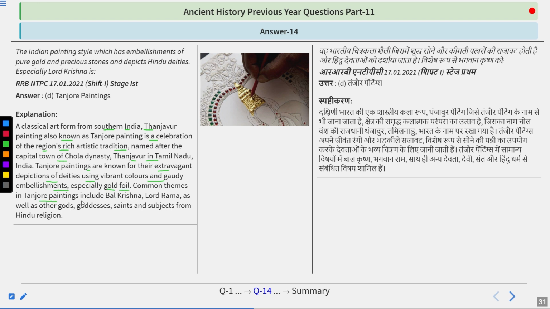Common themes in Tanjore painting include Bal Krishna, Lord Ram, as well as other goddesses, saints, and subjects from the Hindu religion. So do remember Tanjore paintings are related to Lord Krishna, and embellishment of pure gold and precious stones depicts Hindu deities.